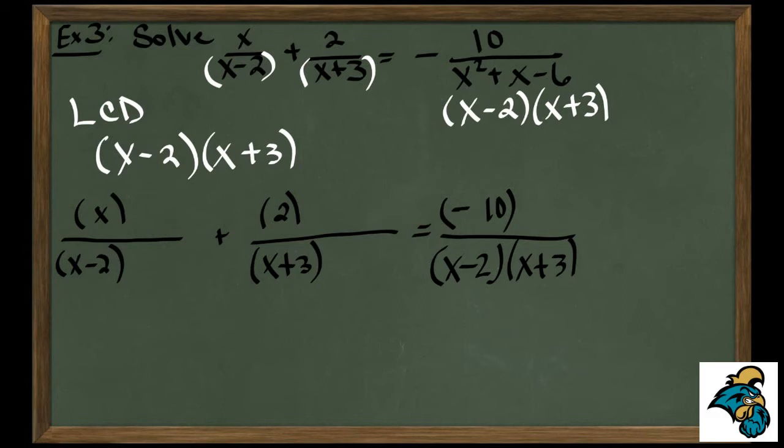Now, what is missing in this first denominator? The x plus 3. Remember, if I put it in the denominator, I have to also put it in the numerator. In the second fraction, I'm missing the x minus 2.